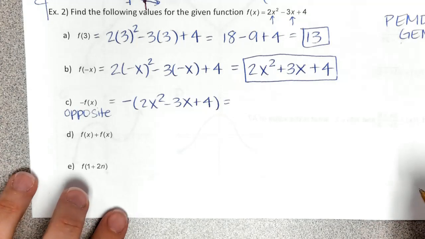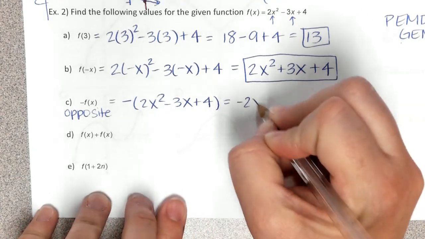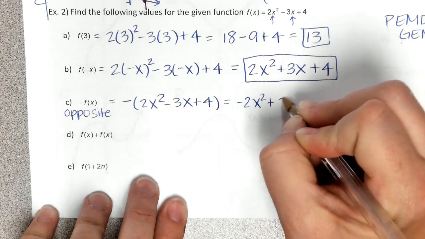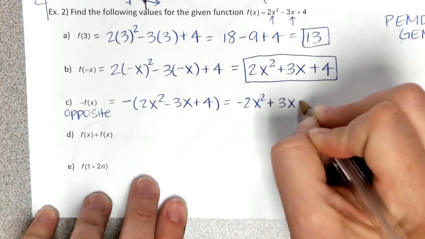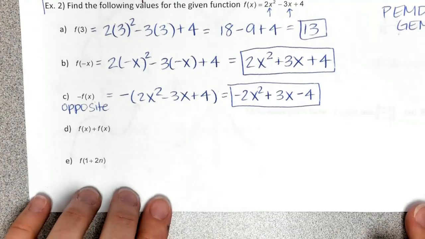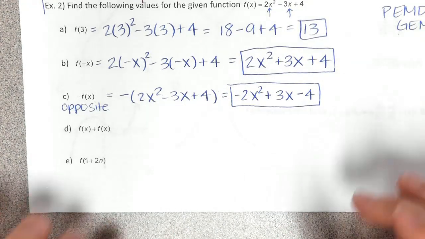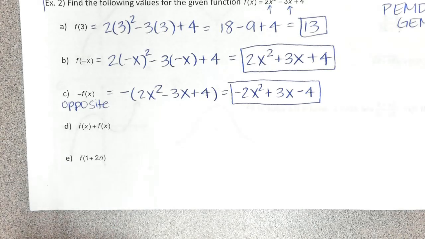The word for that is negate. We are going to negate every term. That means change the sign. So negative 2x squared plus 3x minus 4. Okay, that's an important skill because we're going to use that tomorrow to prove what kind of symmetry a function has. Next, f of x plus f of x.